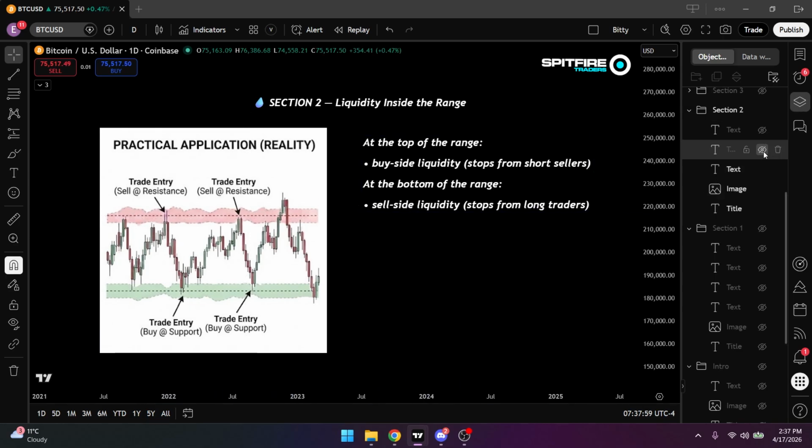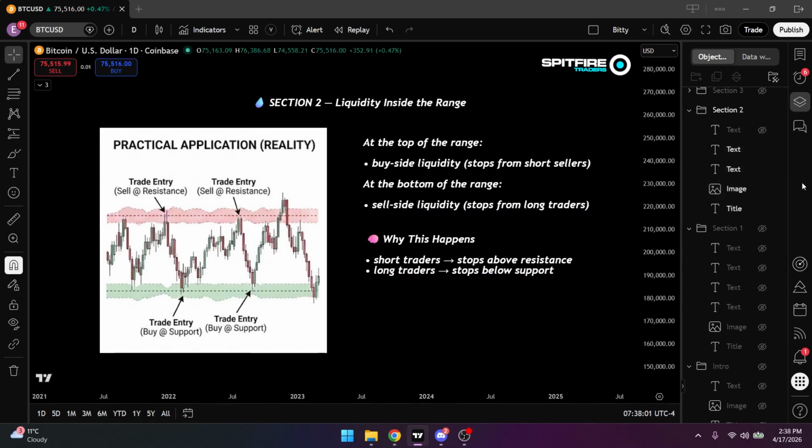Why does this happen? Think about where most traders place their stops. Short traders place their stops above resistance, and long traders place their stops below support. This creates a pool of liquidity at the edges of the range. So what does the market do? It moves into those areas to trigger stop losses, fill large orders, and trap breakout traders. Then once liquidity is taken, price often reverses back into the range. So rule number 2 is expect fakeouts at the edges of the range.